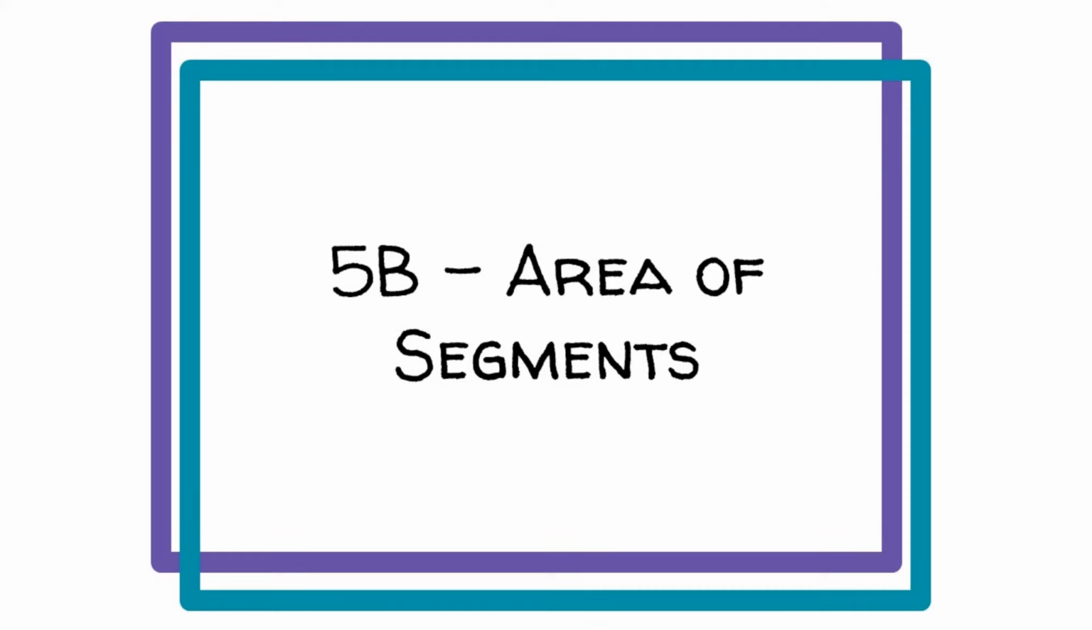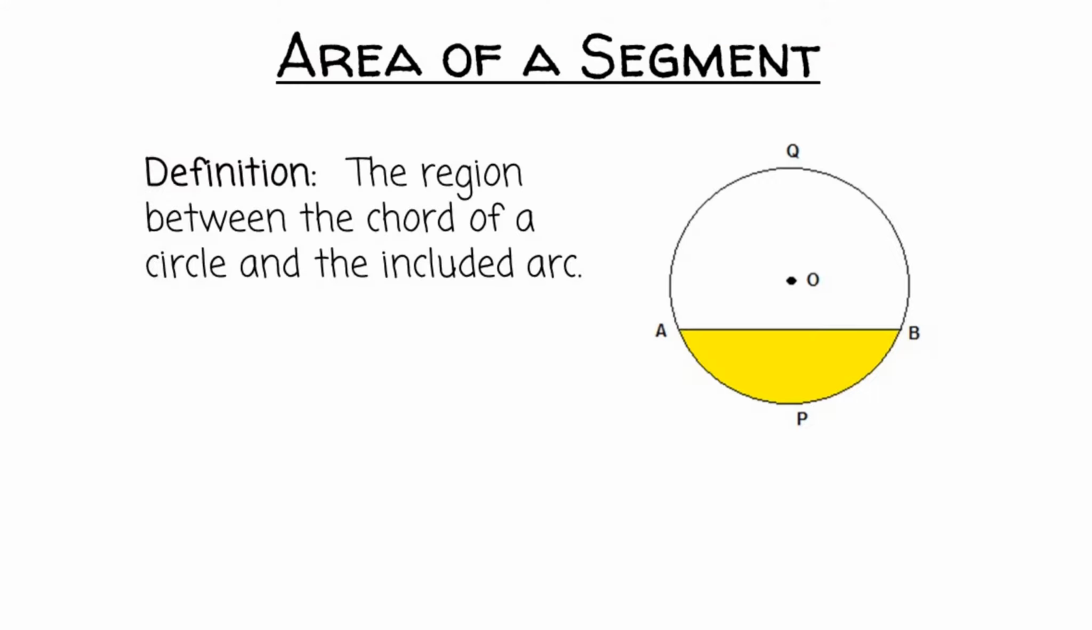We're going to be finding the area of segments. So again, let's define what a segment is. The segment is that region between the chord of a circle and its intercepted arc, or its included arc. Okay, so we're talking about this shaded yellow area here. This is called a segment. So we're going to find the area of this.